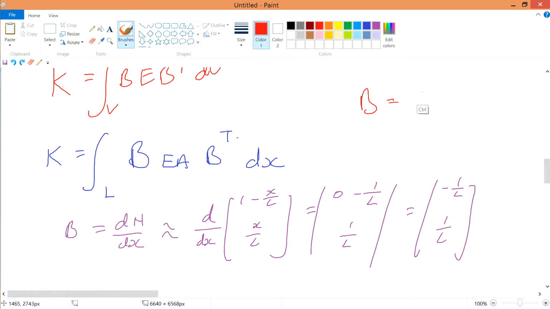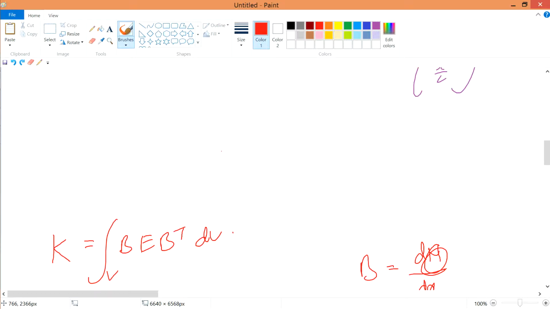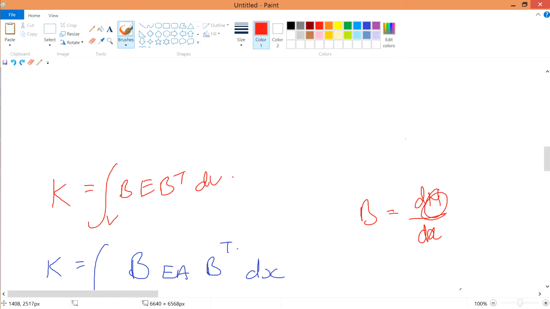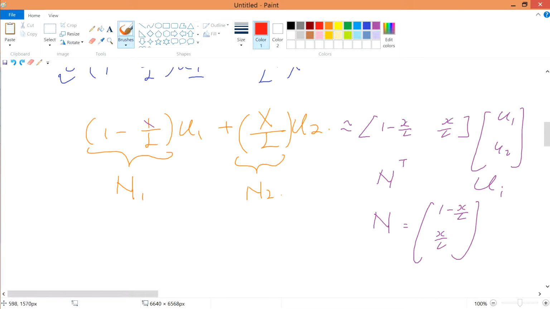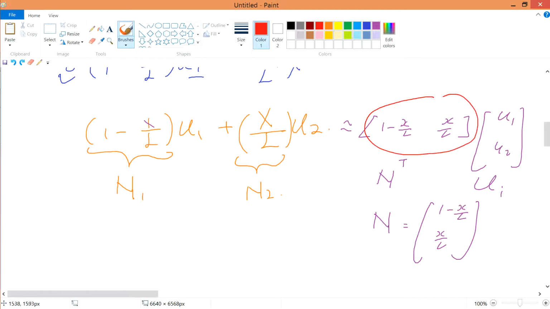So you know that your B is equal to dN over dx. And we know that our shape functions are this one, right? We actually proved to you that we have N1 and N2 in the last video. So therefore we'll just simply sub it in. How do I get this? You can rewrite this whole chunk over here as a matrix. This is N transpose, right? And this is your u2 and u1. So N transpose is equal to this form, so N is equal to this.